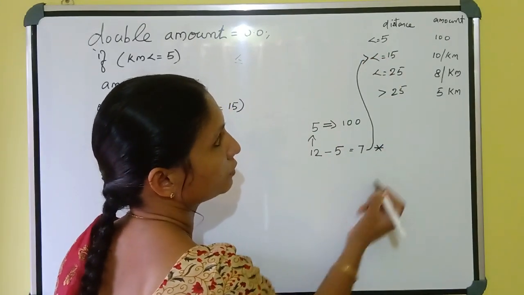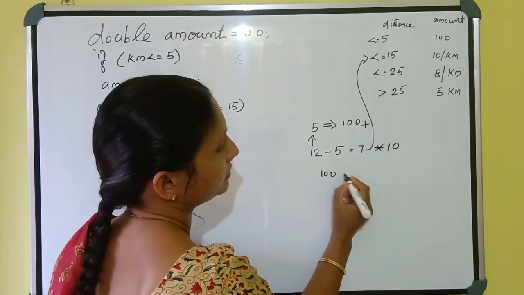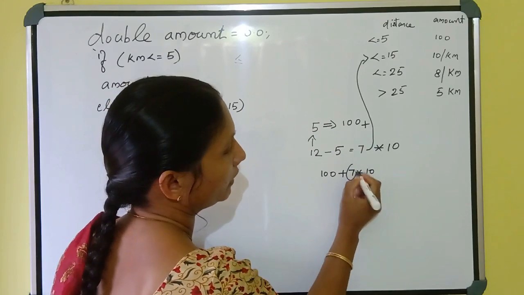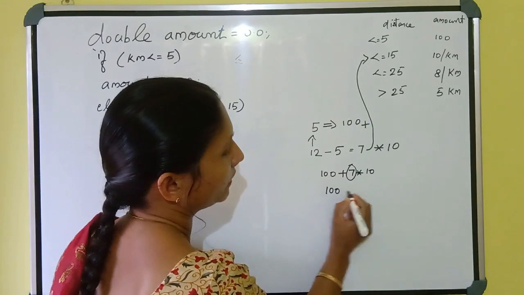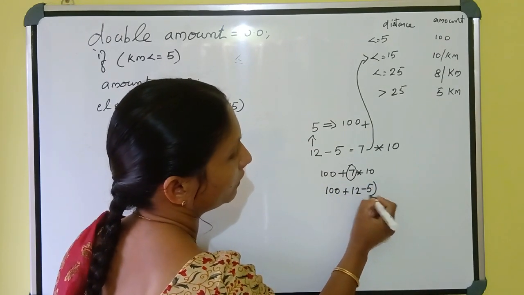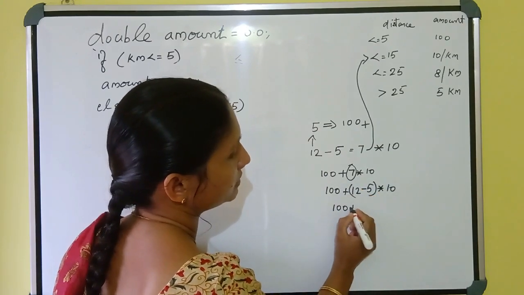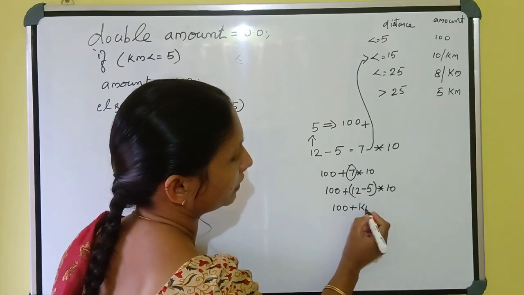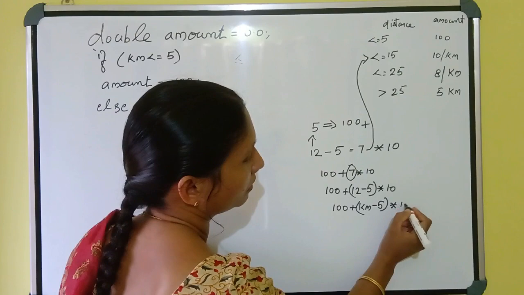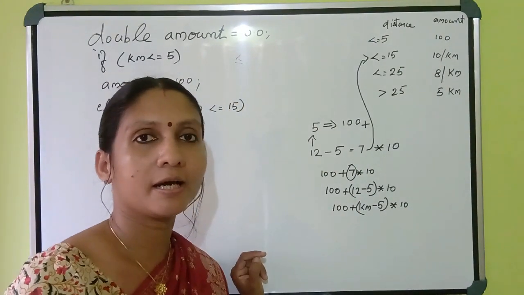That means into 10 plus. You will get like this, 100 plus 7 into 10. Then how can you find out this value? 100 plus kilometer, that means 12 minus 5 into 10. Then again I will write like this, 10 plus, this is our kilometer, kilometer minus first interval into amount. This is the way we have to calculate the amount.